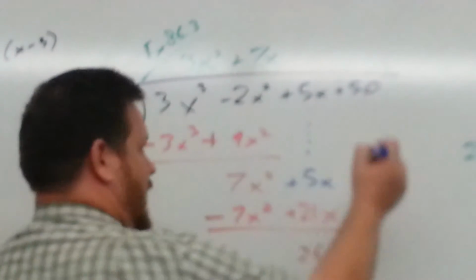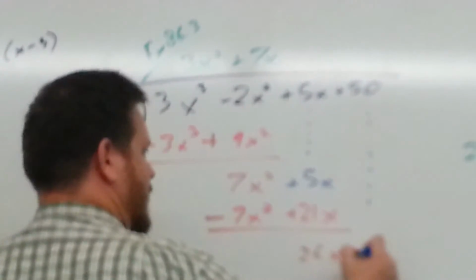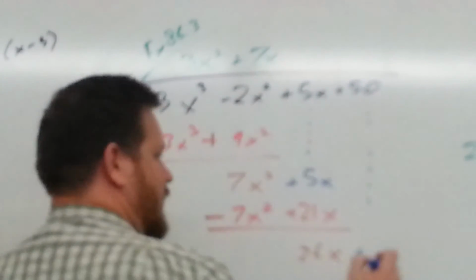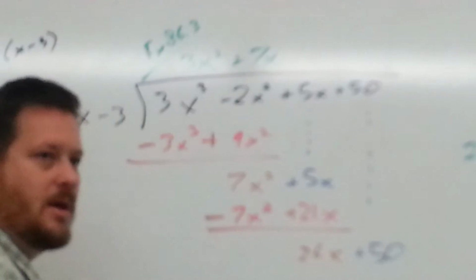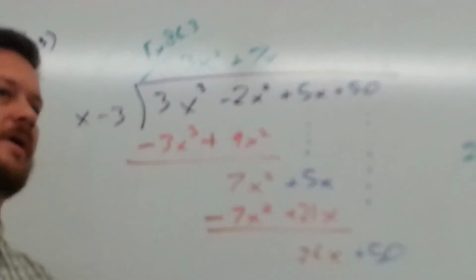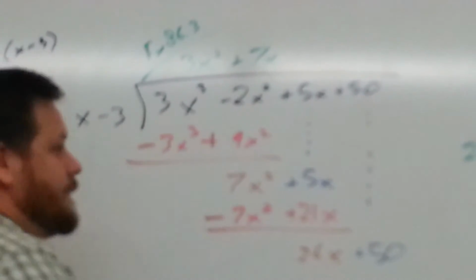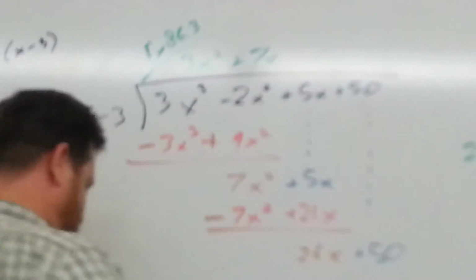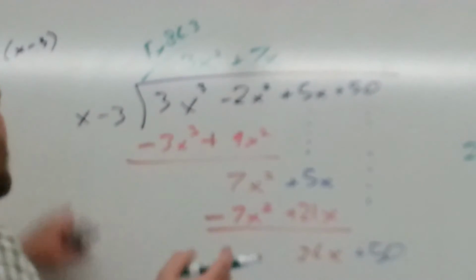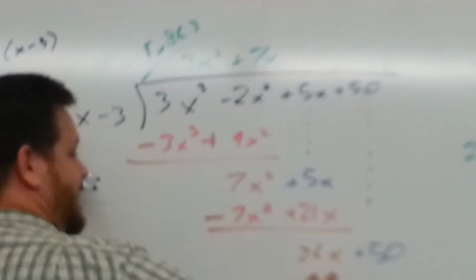Then I bring down the 50. Would it be 26x squared? No, we're adding. Multiplication is the only place that gives x squared. 5x's plus 21x's gives us 26x. Then we bring down the 50, and we're back to our loop. X times what gives us 26x?